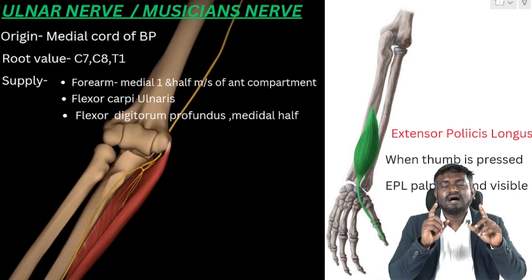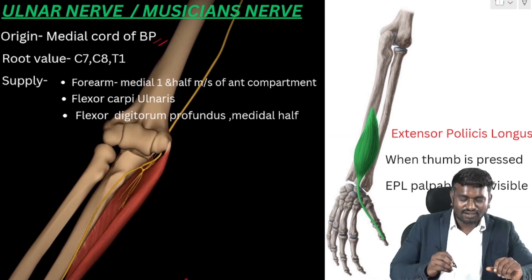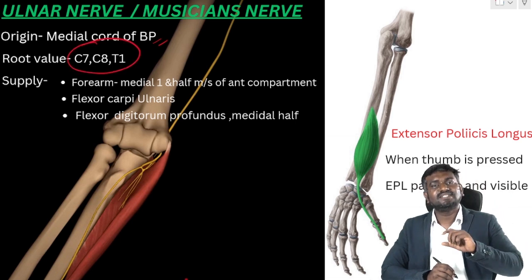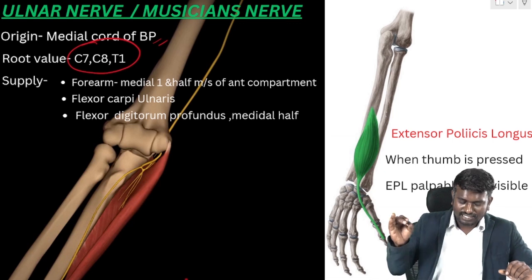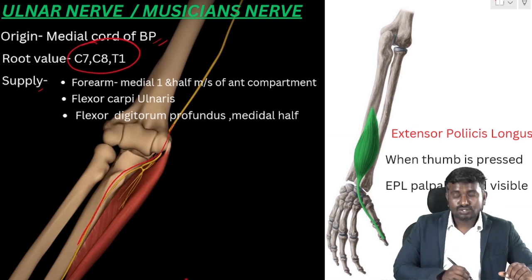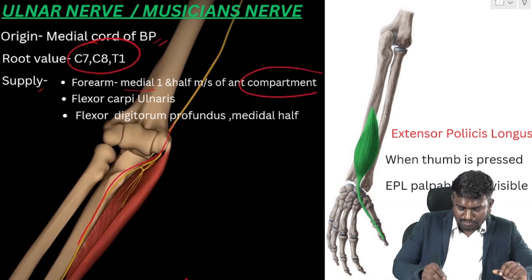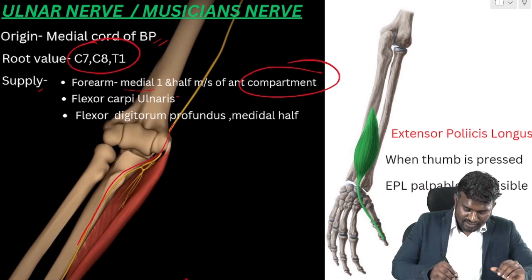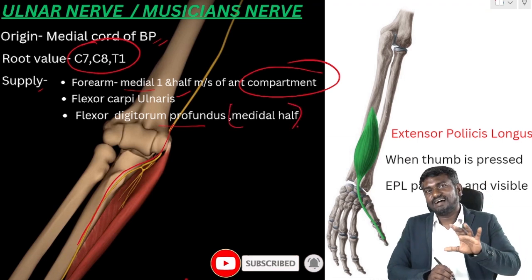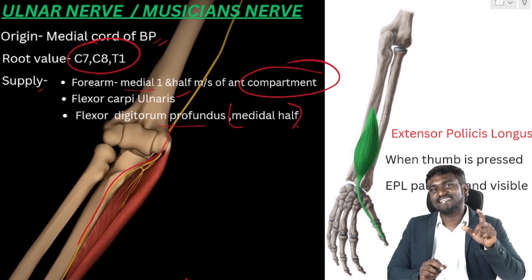Very important. Yes. Ulnar nerve, or the musician nerve. Now it originates from the medial cord of the brachial plexus. Root value is going to be C7, C8, and T1. You can remember it's 781, something like this. This nerve right over here is going to be our ulnar nerve. It supplies the forearm, the middle one and a half muscles of the anterior compartment: flexor carpi ulnaris and flexor digitorum profundus, especially the medial half. Please remember the ulnar nerve, or the musician nerve. It has root value of C7, C8, and T1.